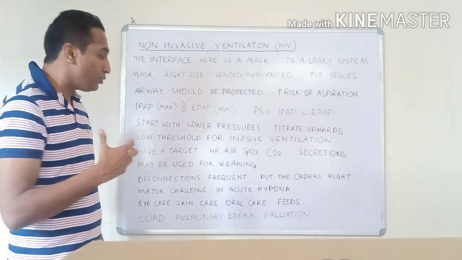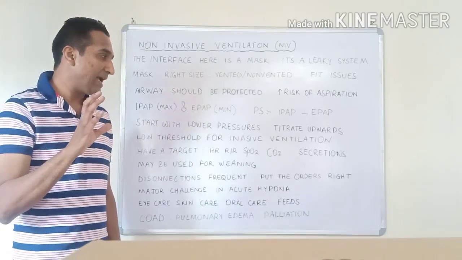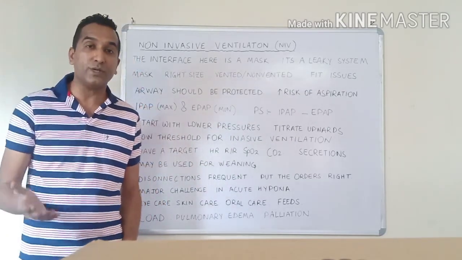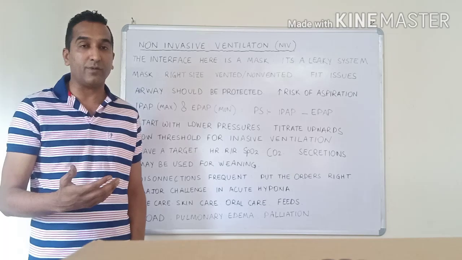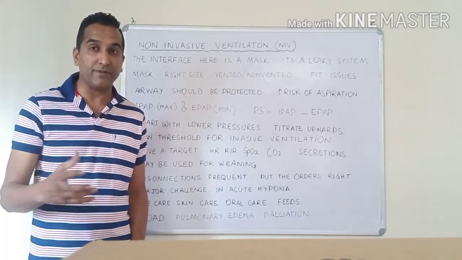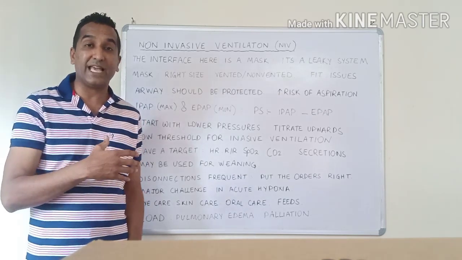So you should choose a patient in whom you can disconnect for some period of time and put the orders right. How much time can you disconnect? For what are you disconnecting? How well the patient tolerates? What should I do in between the disconnection time? How much oxygen should I give? And what happens if the saturation doesn't improve? Should I apply the NIV back?